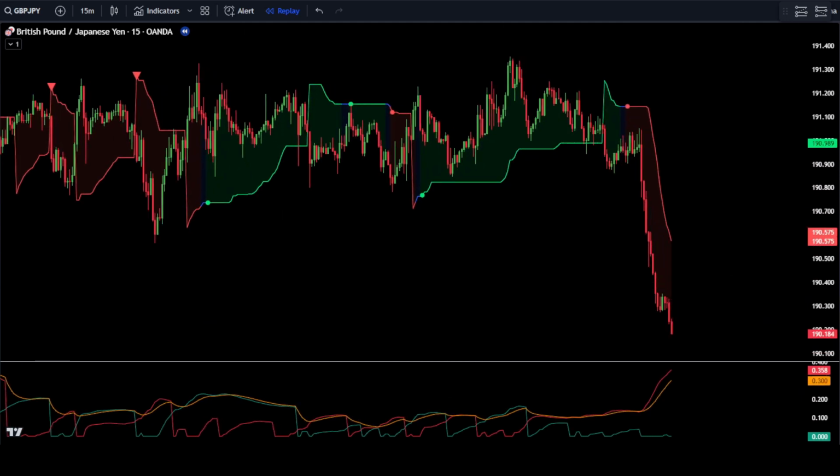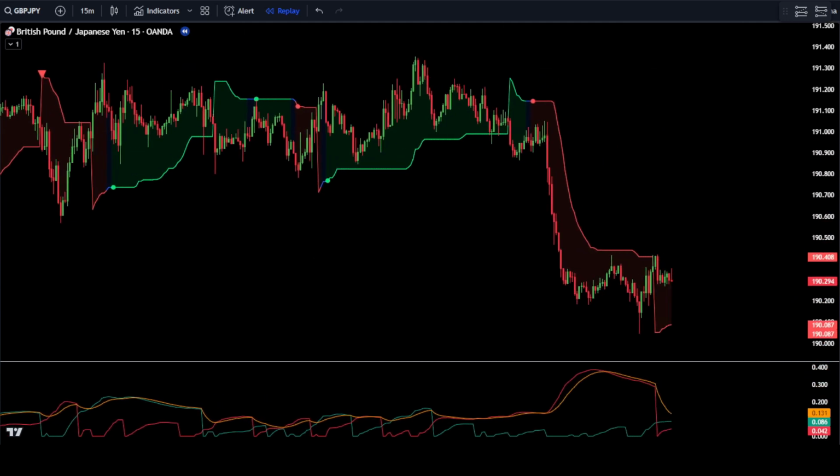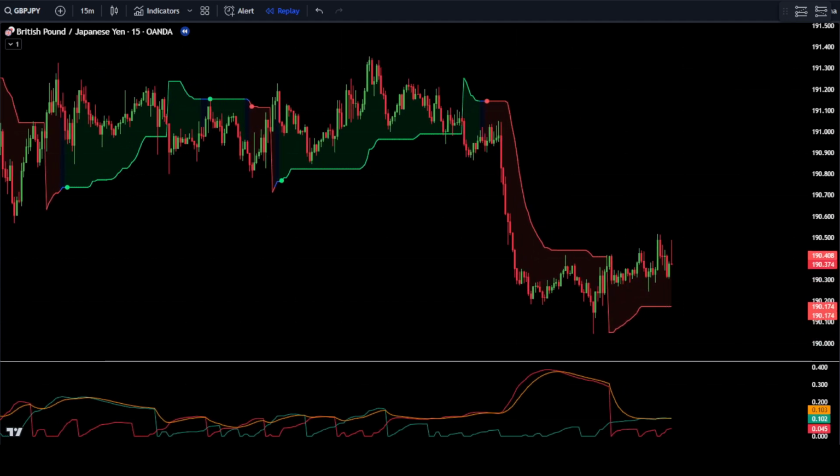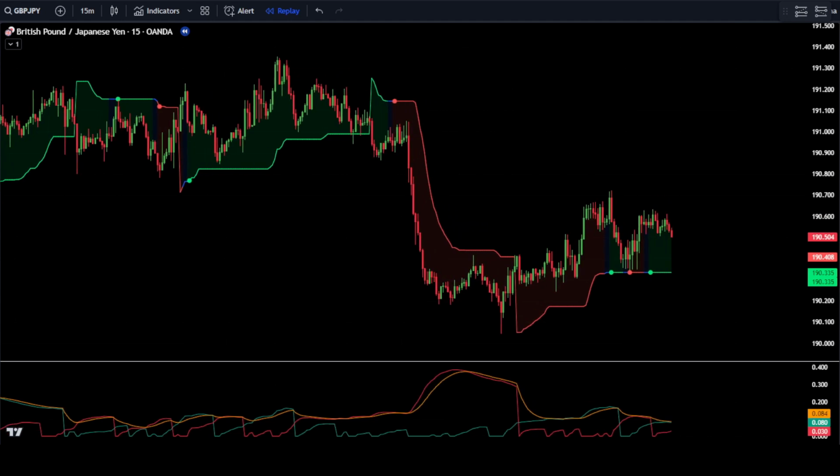Have you ever used the Supertrend indicator? This is one of the indicators you can use as an alternative to the Supertrend. Moreover, this indicator is claimed to be better than the Supertrend indicator.